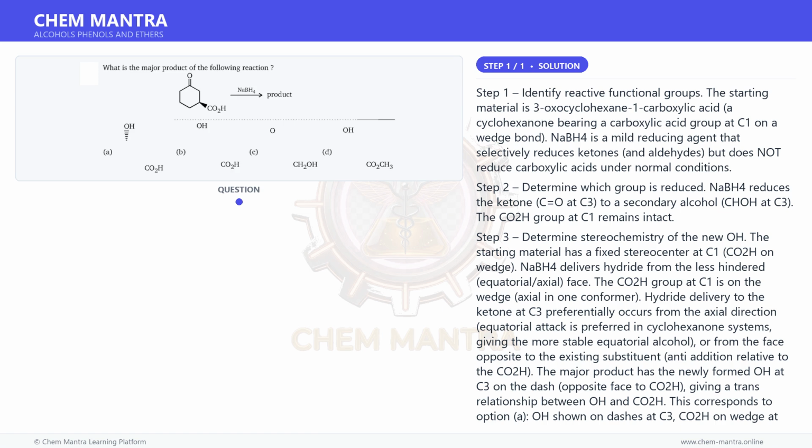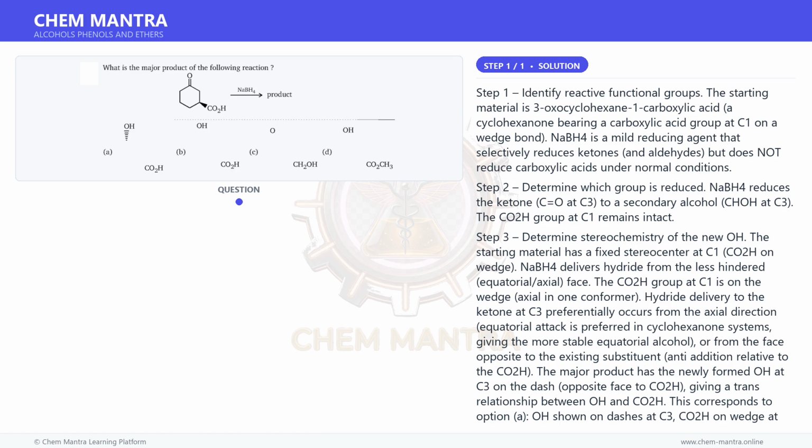The major product has the newly formed OH at C3 on the dash, opposite face to CO2H, giving a trans relationship between OH and CO2H. This corresponds to option A, shown with OH on a dash at C3, CO2H on wedge at C1. Step 4. Eliminate other options.